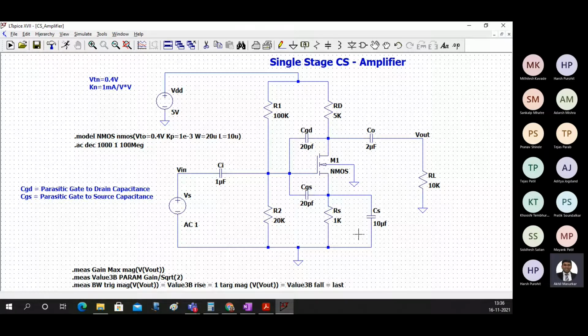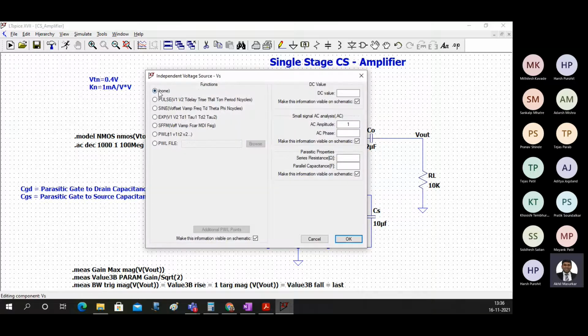Now, when you are putting these sources, see here, first thing, there are two supplies. One is the DC supply, another one is the AC input. DC supply is okay, you have to just make it 5 volts. And here you will select none, here you will select none, and here you will write 1. AC amplitude, you will write here how much? 1. And phase is 0, so no need to touch anything else, but just write here 1.